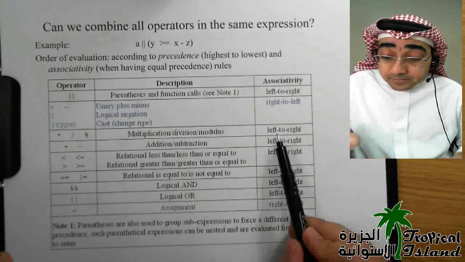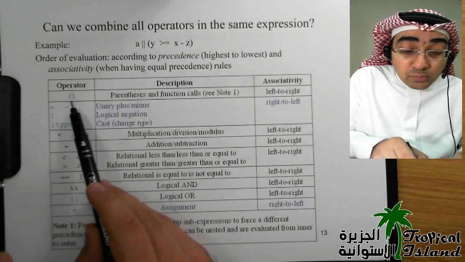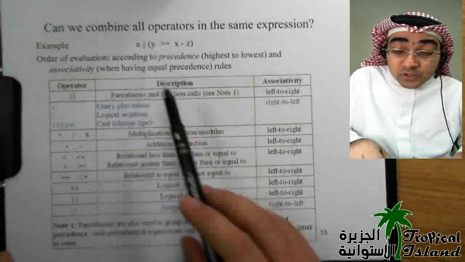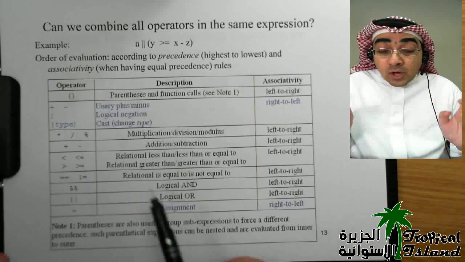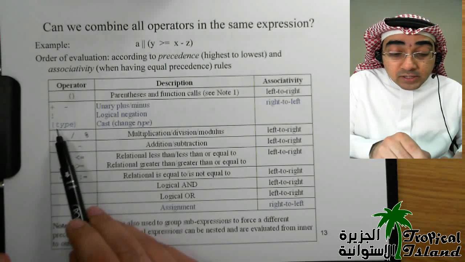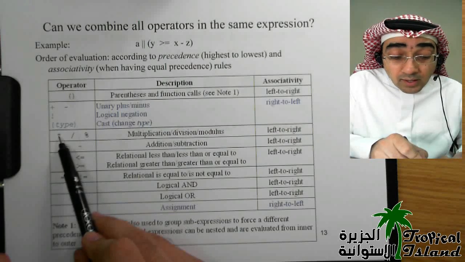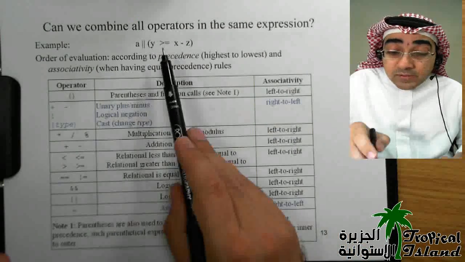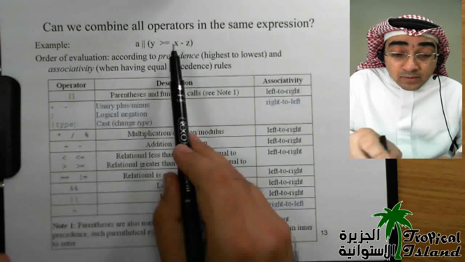And you do this from left to right. I forgot to mention the left to right. Let me go back over here. Parentheses: if you have more than one set of parentheses in the expression, you solve them from left to right or from inner to outer. If you have a unary sign, a logical negation, or a typecast, you go from right to left. And for multiplication, division, and modulus, you go from left to right. In this case, you don't have any multiplication, division, or modulus, so there is no operation over here.